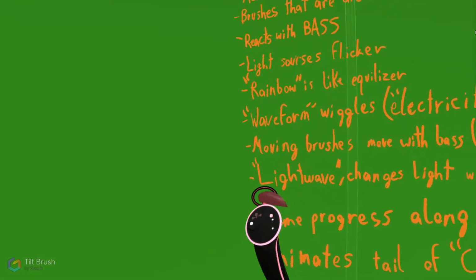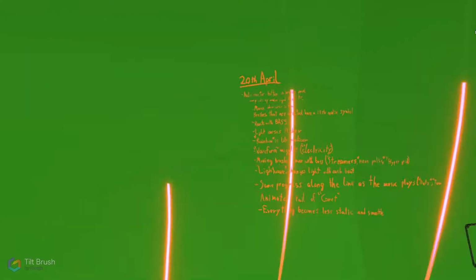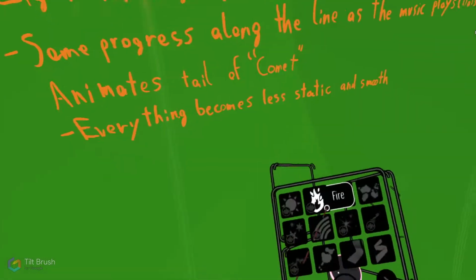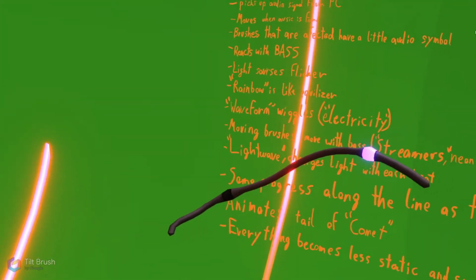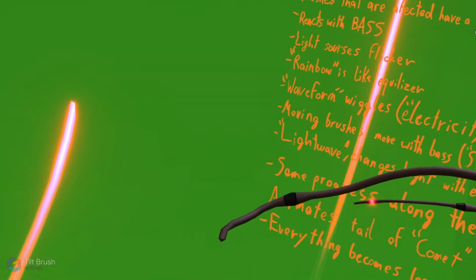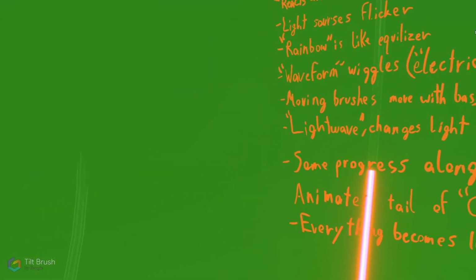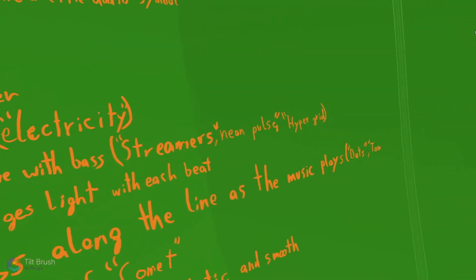Next one is the light wave, changes light with each beat. Okay, after having checked for a bit, I believe I meant light wire, which is the Christmas lights basically. And here you can see they switch lights not by seconds now, but by timing. So that's what I meant with that. And then some progress along the line as the music plays.